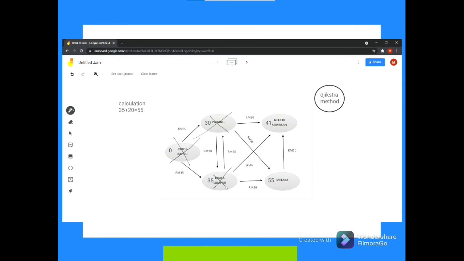Now we will choose the lowest price to be the current vertex. Now the lowest price is Negeri Sembilan and we have reached our destination. So the lowest price using the Dijkstra method from Johor Bahru to Negeri Sembilan is through Kuala Lumpur to Negeri Sembilan. Okay, so that's all from me. Thank you.